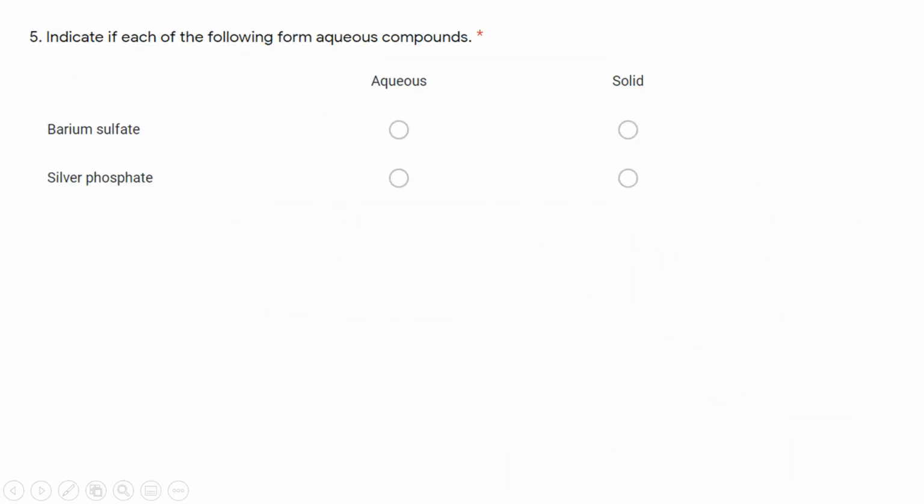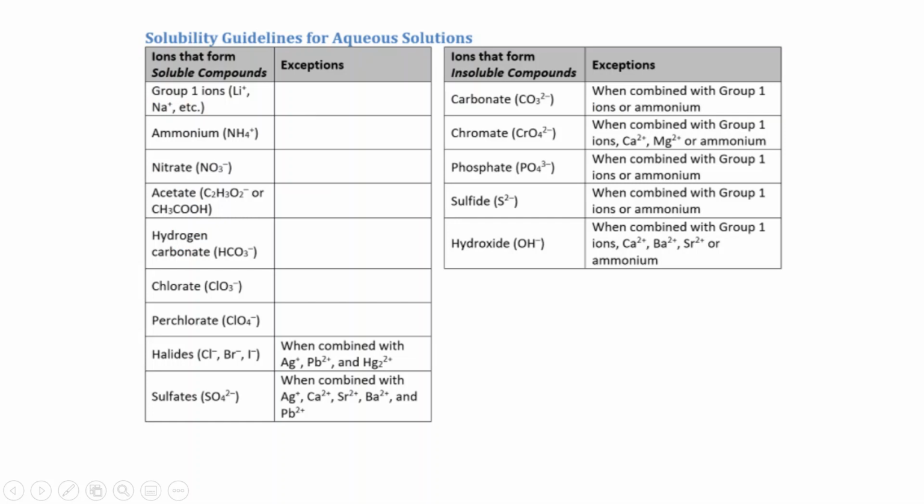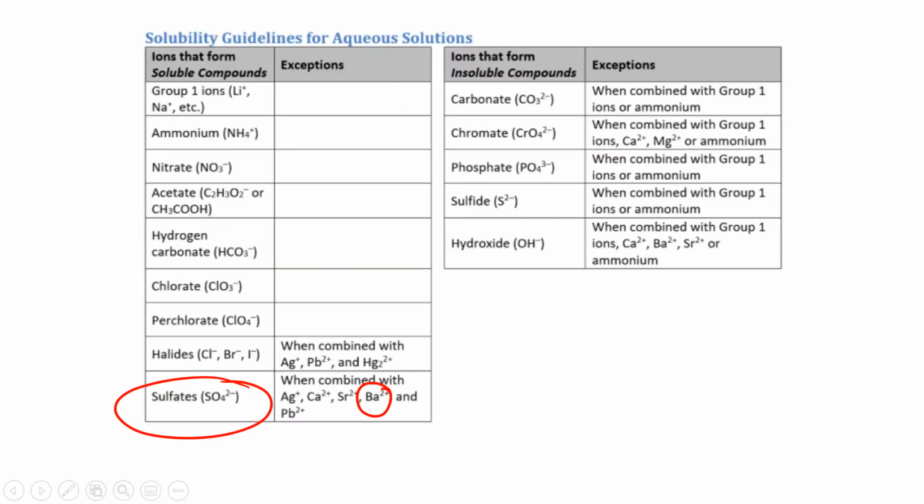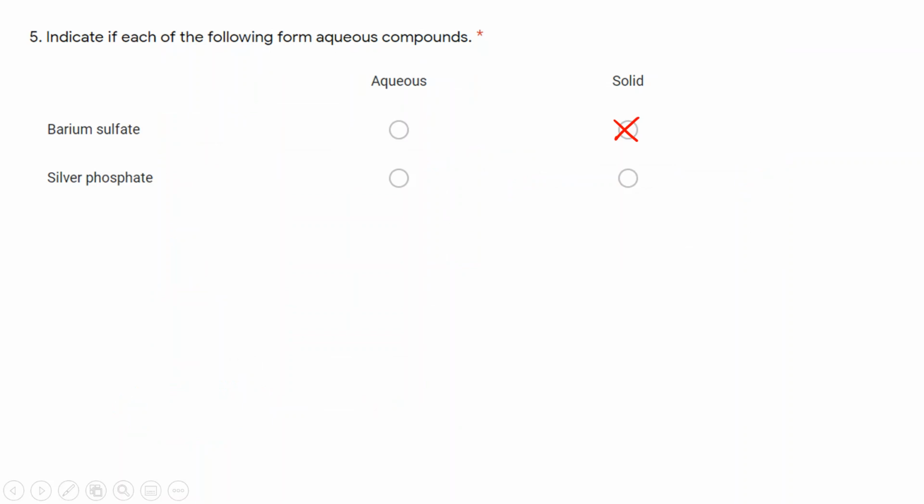Okay, now this one we're just predicting if these are aqueous or solid. So first one we have is barium sulfate. So sulfates are usually soluble unless combined with barium. So that's going to be solid. Silver phosphate. So phosphates are generally insoluble unless combined with group 1 or ammonium. Silver is not group 1 and it's not ammonium. So these are both going to be solids here.